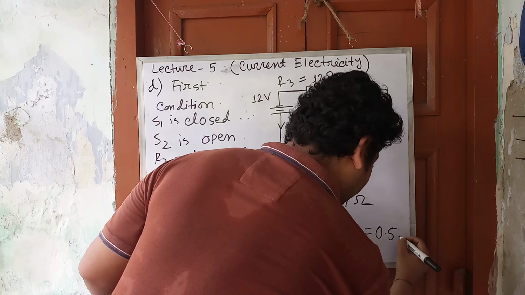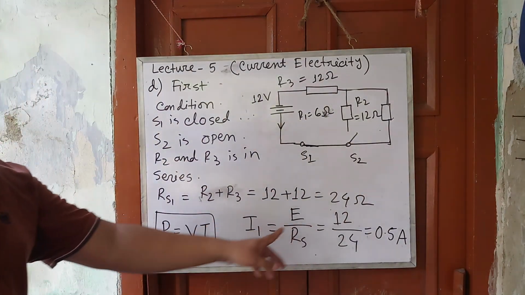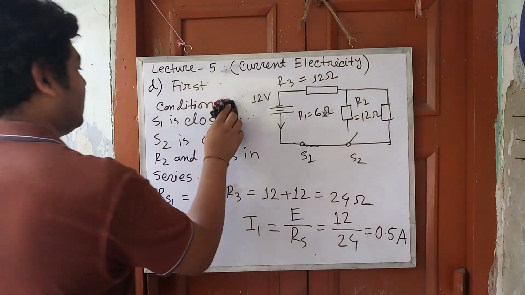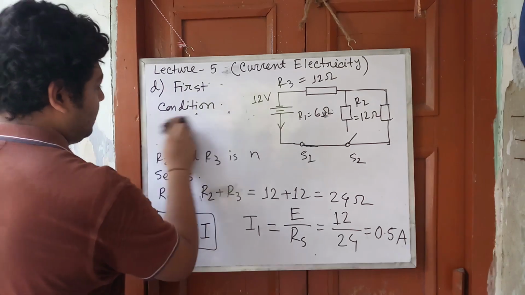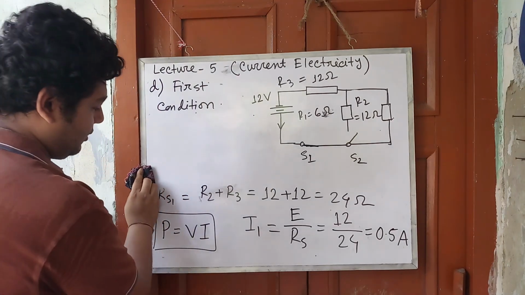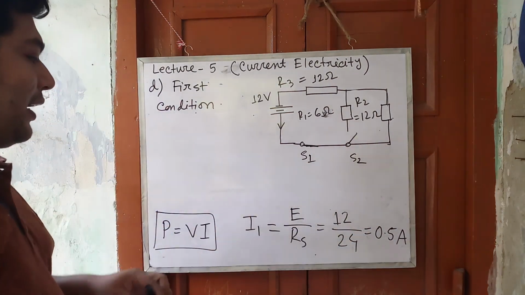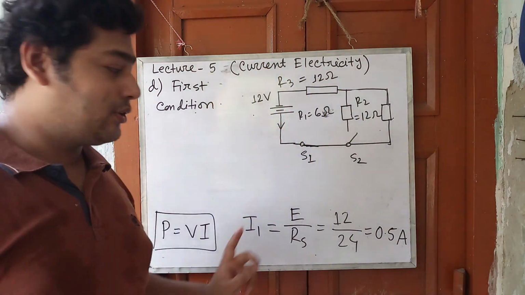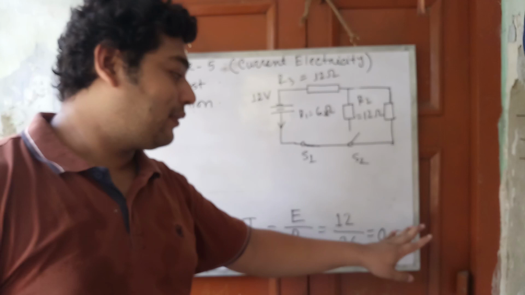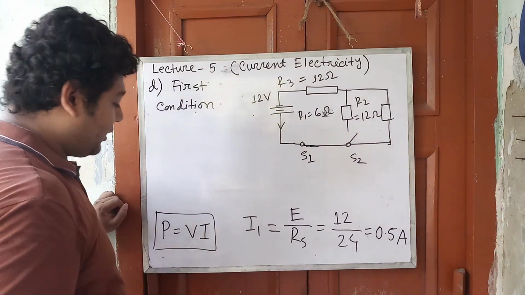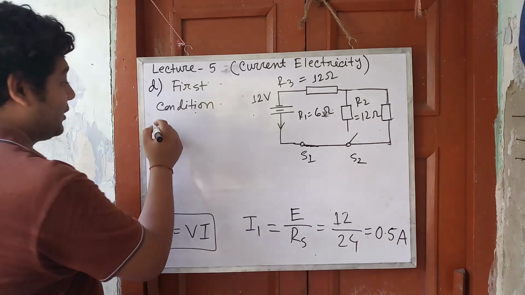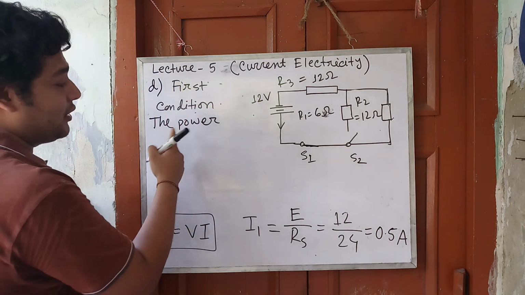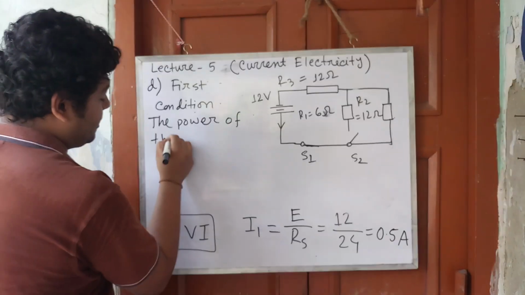So we can write 0.5 ampere. Ampere is the unit for current flow. We get the current flow passing through R2 and R3, and that is 0.5 ampere. Now we can determine the power of the circuit for the first condition.